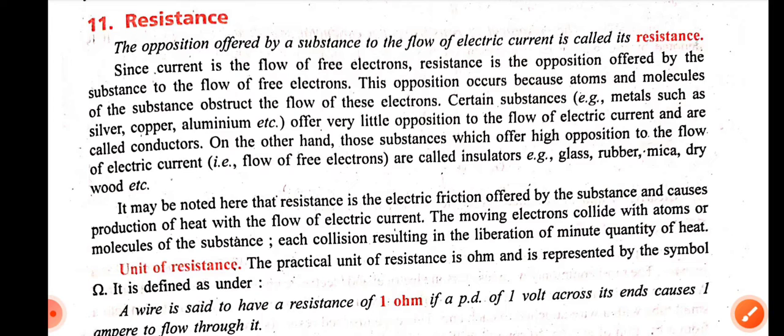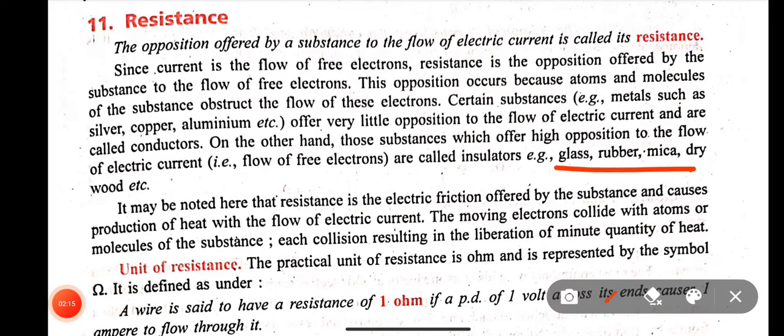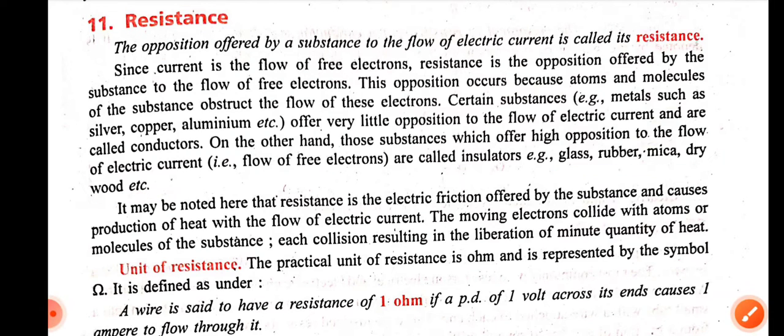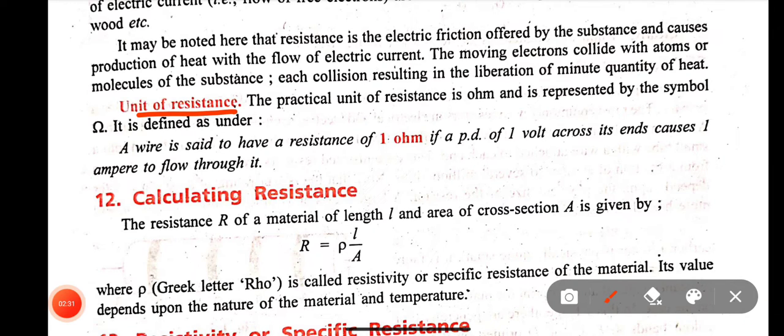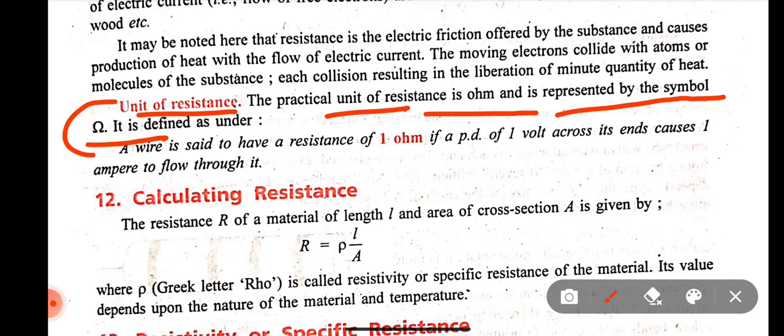What is an insulator, for example? Glass, rubber, mica, dry wood are known as insulators, right? So this is resistance, and after that, insulator. Now, the unit of resistance. What is the unit of resistance? Practically, the unit of resistance is the ohm, represented by the symbol omega.